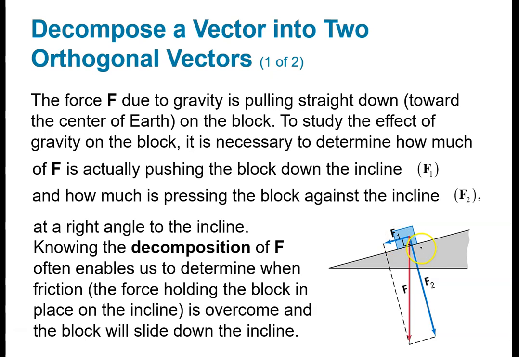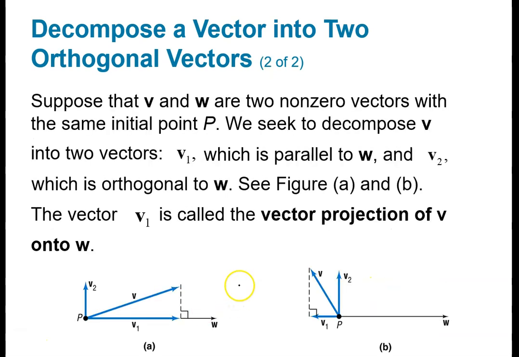And so those two forces, F1 and F2, would combine. If I start with the F2 and added the F1, I'd get the F force. If I started with F1 and added the F2, I'd get the F force. So those F1 and F2 are the orthogonal components of F. So when we do this, when we come up with these orthogonal components, one of the two vectors is always going to be this idea of vector projection.